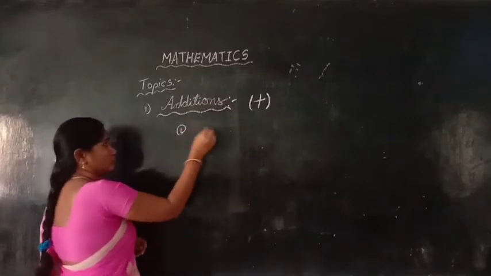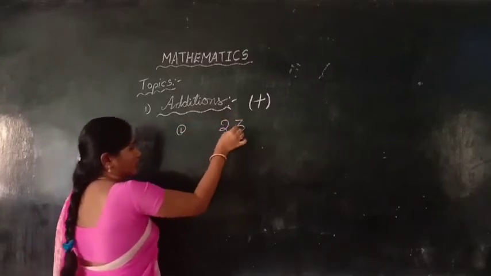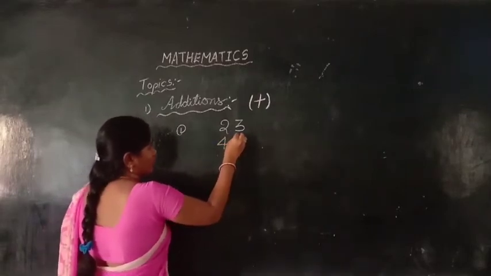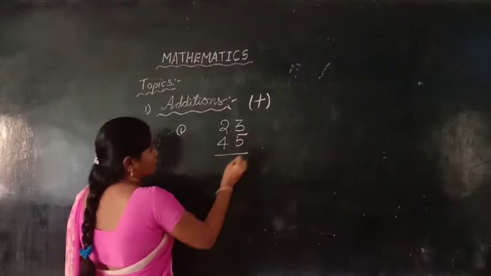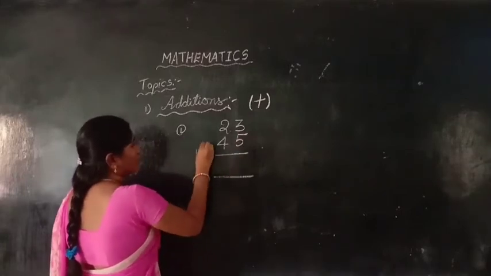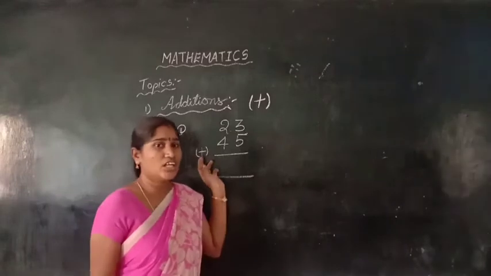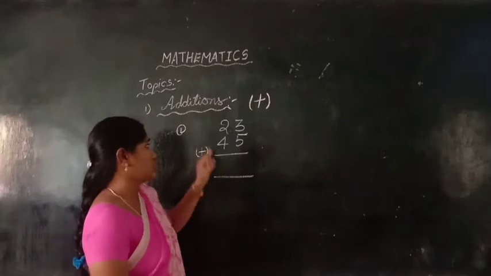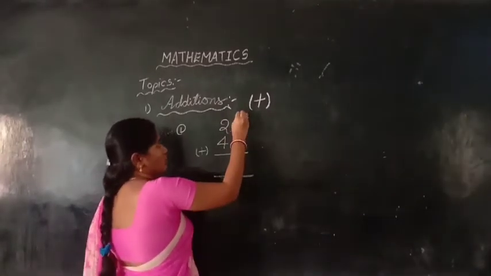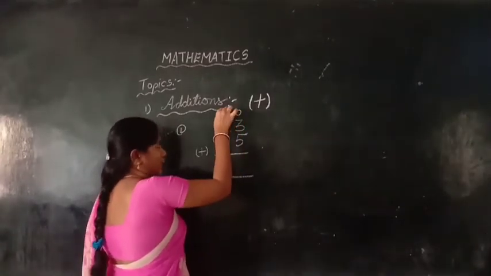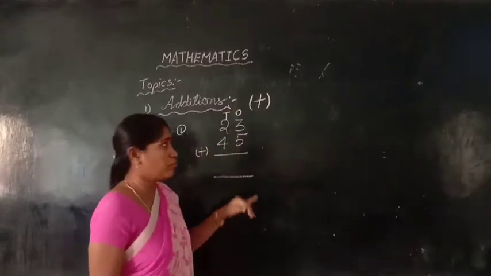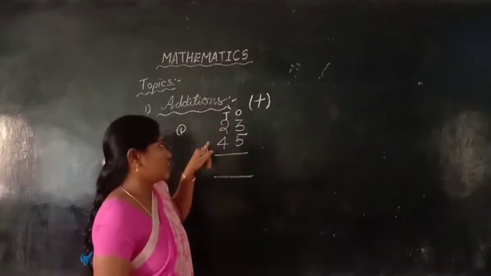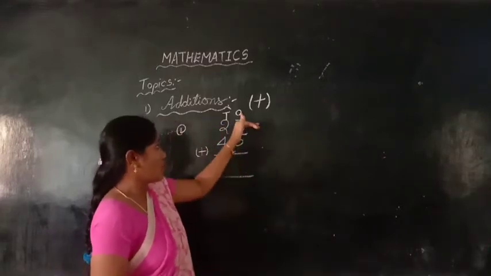Example, children. 2, 3. 23. Very good. Next 4, 5. 45. It is called plus. Okay children. Now we will learn how to do the 2-digit additions. First, look here children. It is ones place and it is tens place. Okay children, did you remember? It is the ones digit. It is the tens digit.